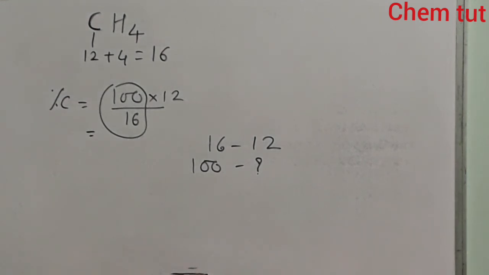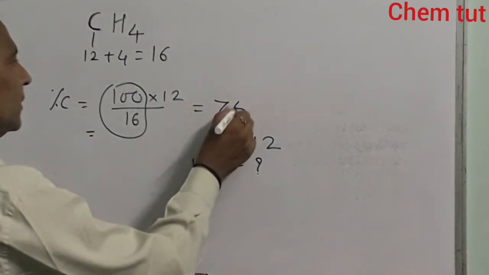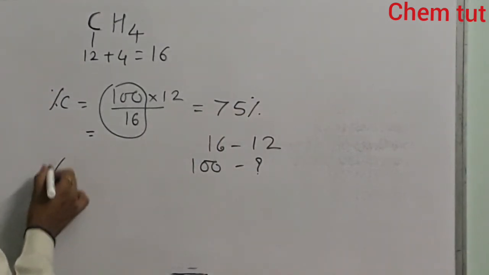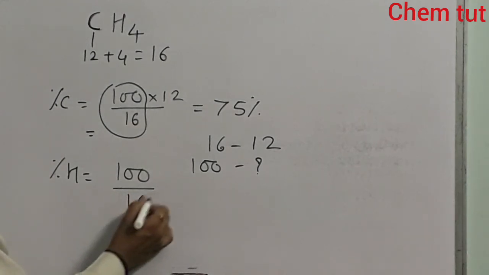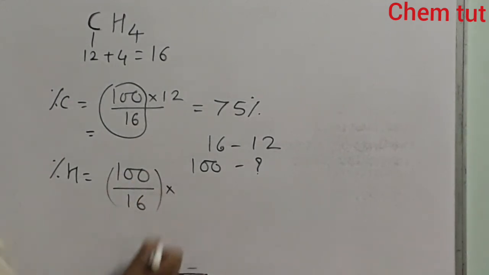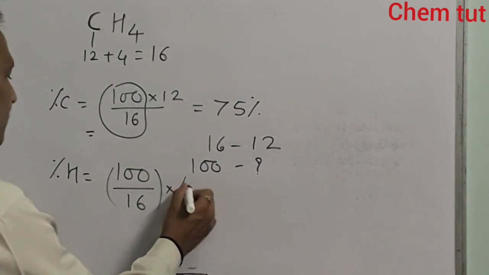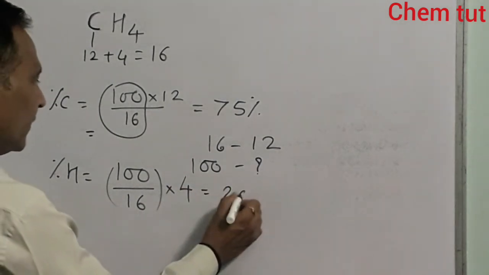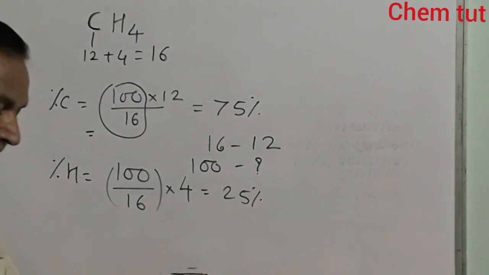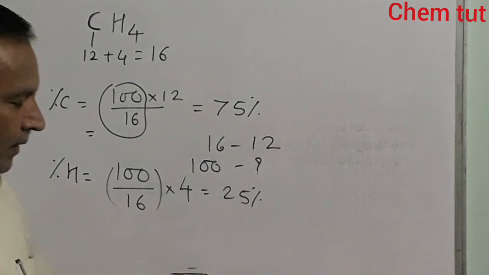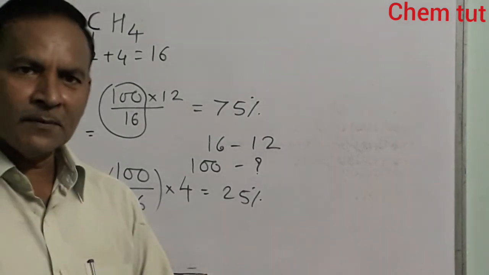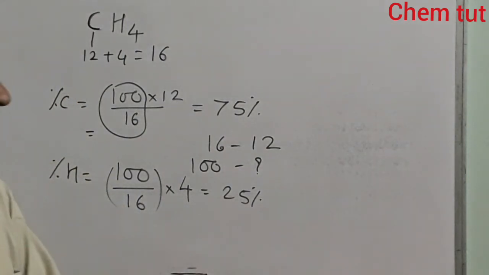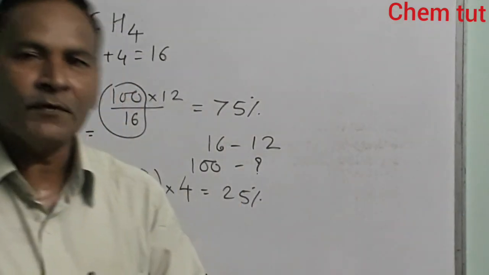Now, if you solve this, you will get the percentage of carbon to be equal to 75. Now, for percentage of hydrogen, again the common factor will be 100 divided by 16. Just multiply it by the contribution of hydrogen, which is 4. So if you solve this, you will get 25%. So friends, in this way, whichever compound is given, first you go for the common factor orally by looking into the formula and its molar mass, and then just go on multiplying by the contribution of every element in the molecular formula. You will get the percentage composition of every element.